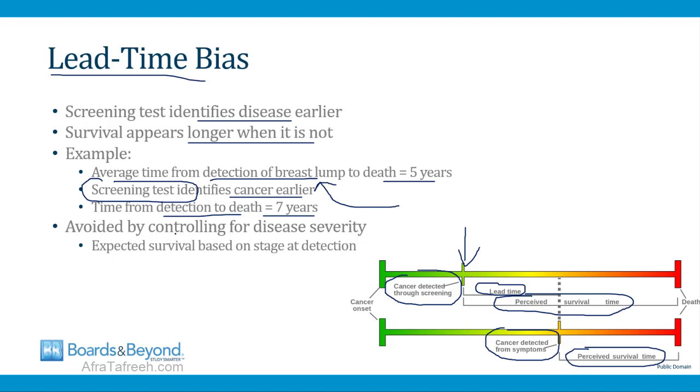The way studies try to avoid lead time bias is by controlling for disease severity. So when you detect patients with your screening program, you compare their survival to the expected survival based on the stage of disease at detection. And this will give you a better idea of whether your screening program is actually improving outcomes and not just detecting disease at an earlier, milder stage.